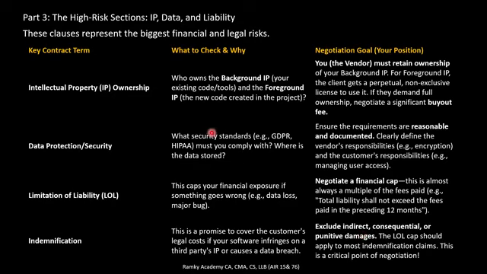So, as we discussed, IP, data and liability are the biggest financial and legal risks included in the contract, especially intellectual property ownership, foreground and background. Who owns this needs to be clearly defined. You must retain the ownership of your background IP and give a non-exclusive license to use. If they demand full ownership, negotiate a significant buyout fee.